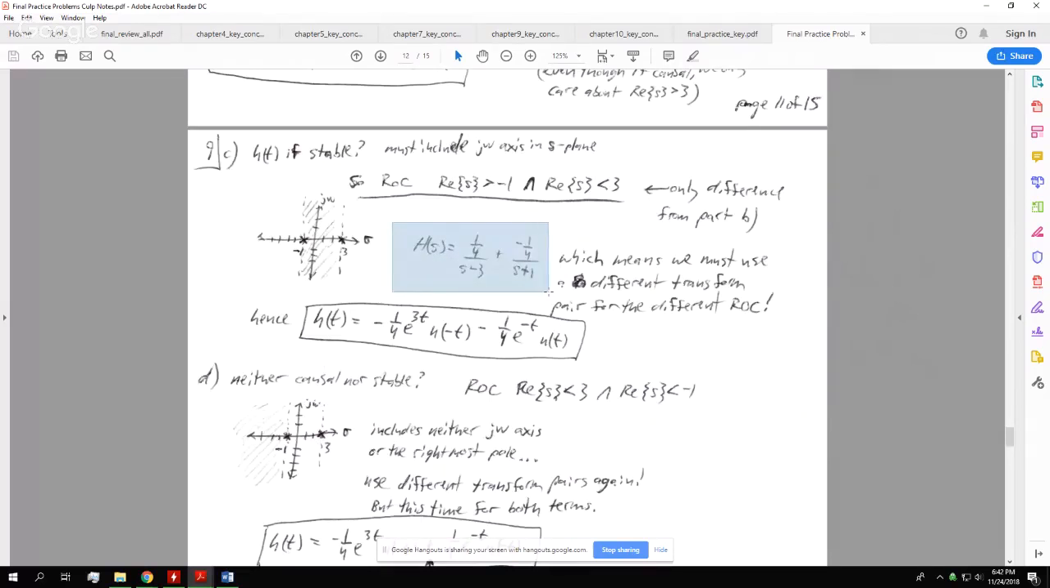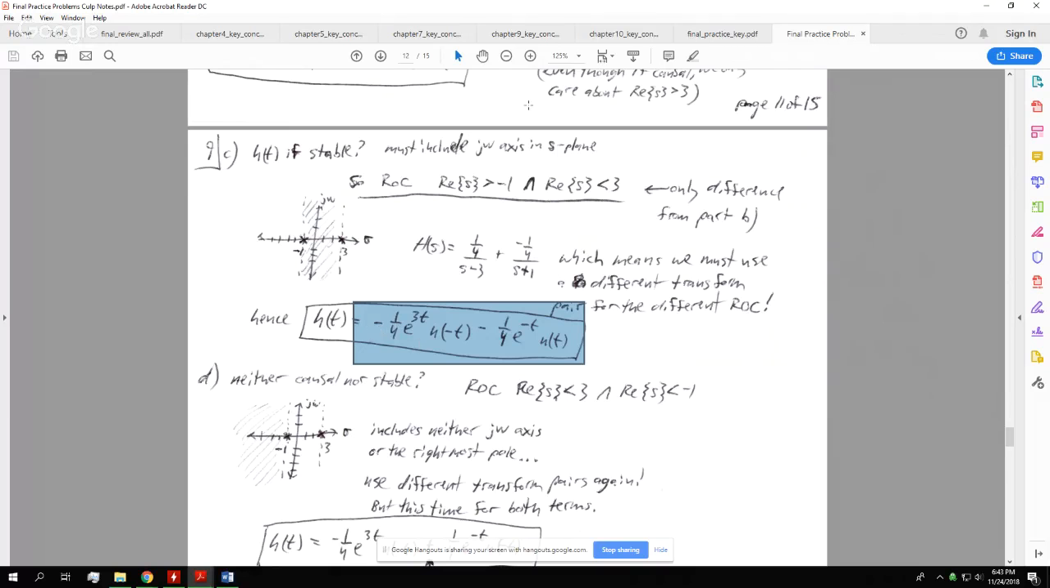So this is H of s given to us again, and our region of convergence makes it so that our first term, remember, is going to be the real part of s is less than 3. And then our real part of s for the other term is greater than -1. And you can see that graphically there. So our transform pairs become this.